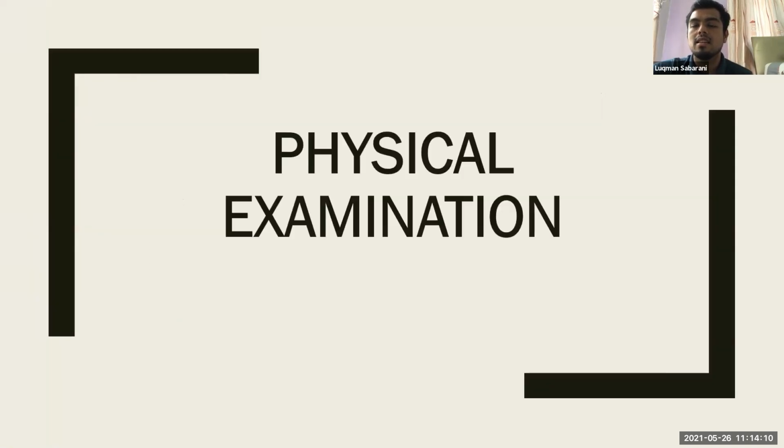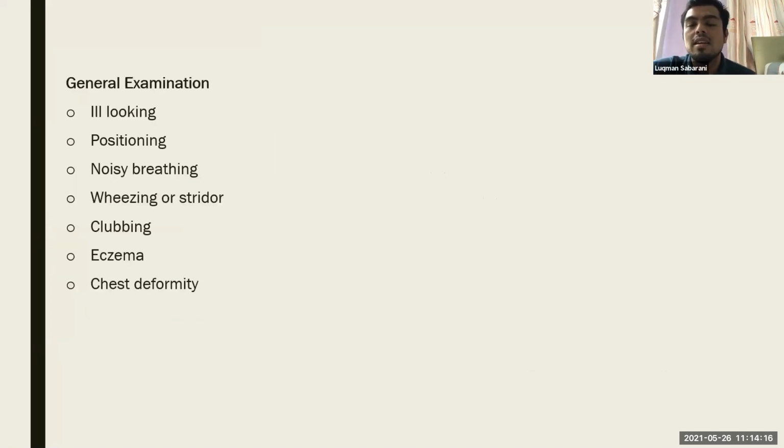After taking a thorough history, we go on with the physical examination. In general inspection, we need to look at whether the patient is ill looking, the positioning of the patient, and whether there is any noisy breathing, wheezing or stridor, clubbing, eczema, and chest deformity.